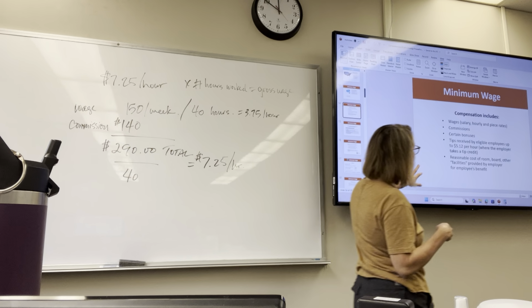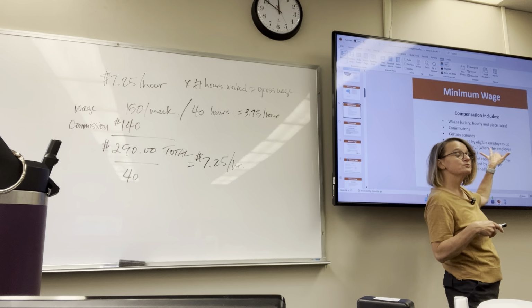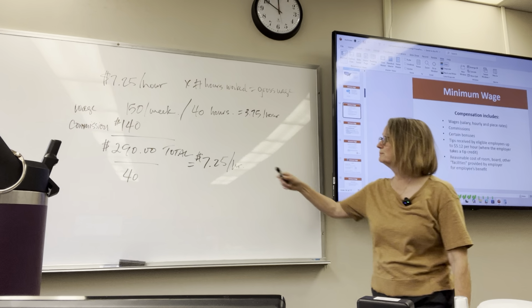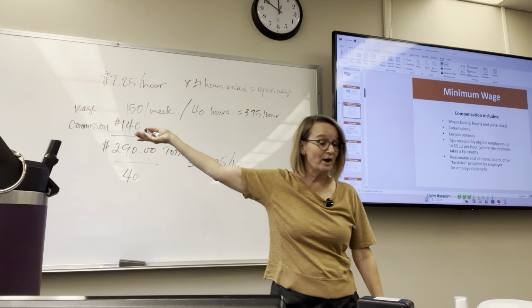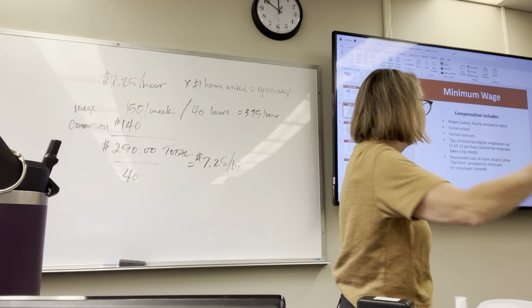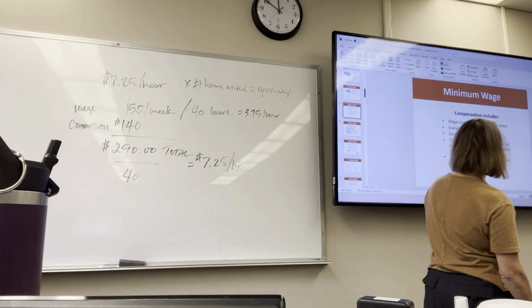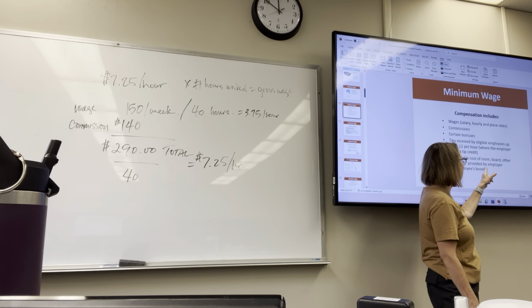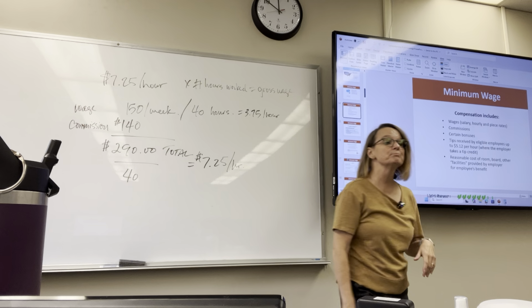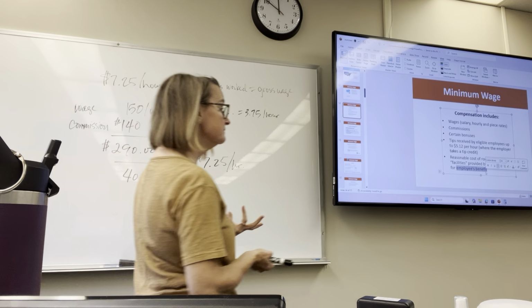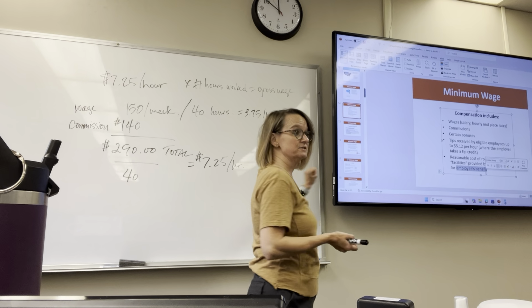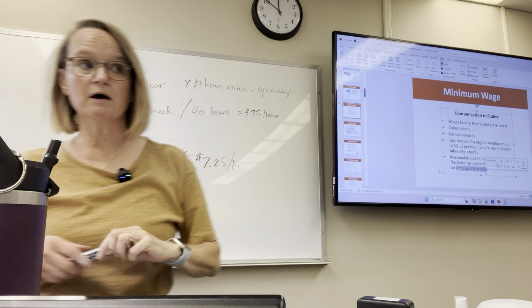In addition to cash payments, certain types of non-cash payments can also be included in the calculation of minimum wage, whether minimum wage has been met or not. The reasonable cost of room, board, and other facilities provided by the employer for the employee's benefit. And that's important. This whole for the employee's benefit is important, because if it's for the employer's benefit, then it doesn't get to be included in the calculation of minimum wage.